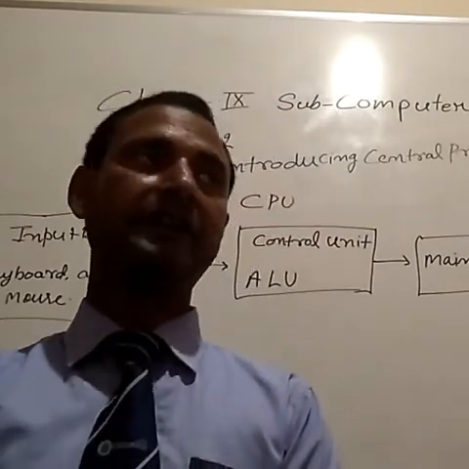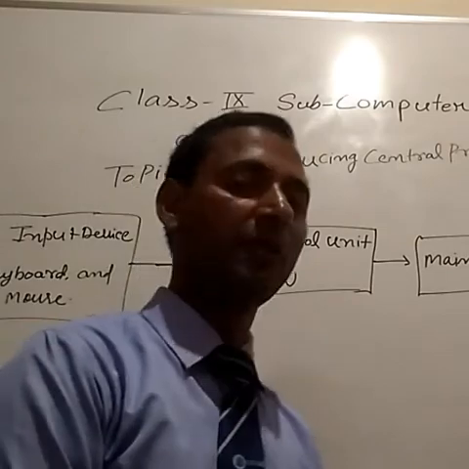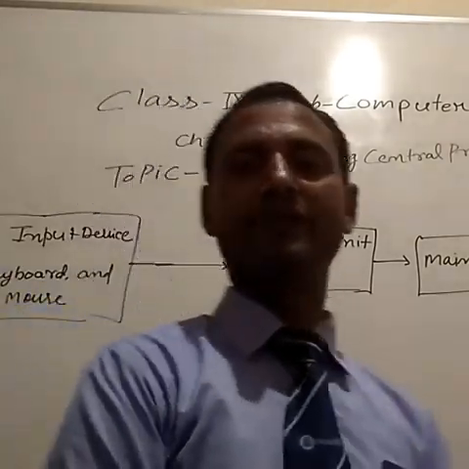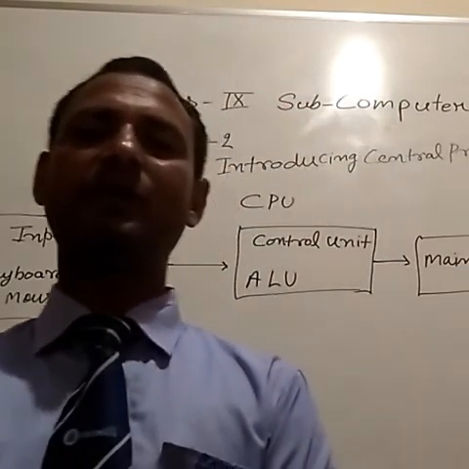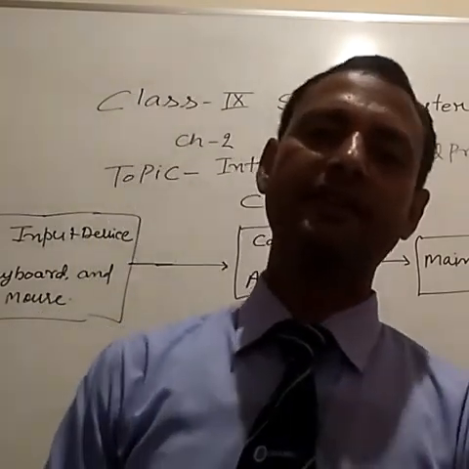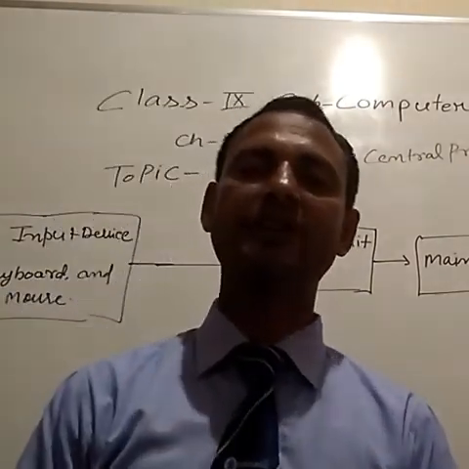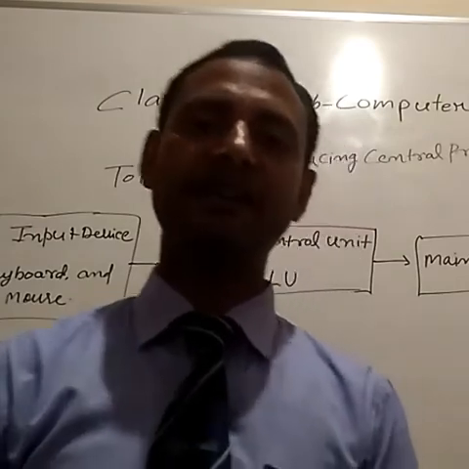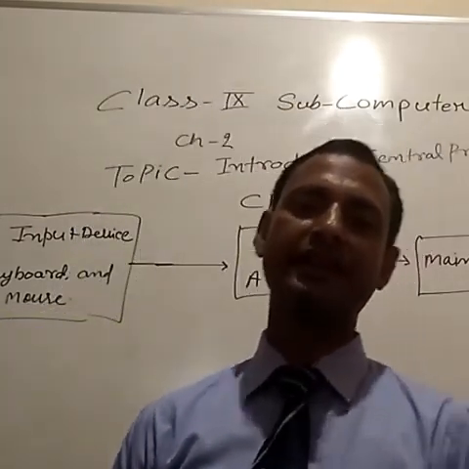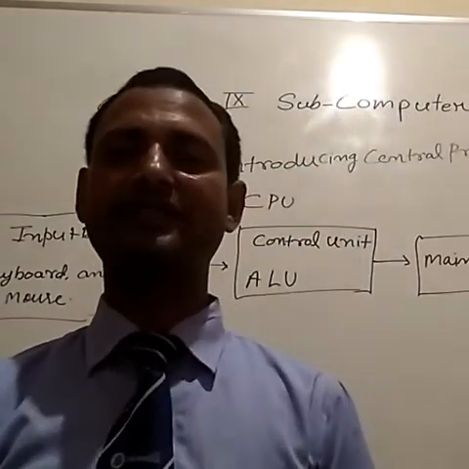Today I will start the next topic of chapter 2. The topic is introducing the central processing unit. First of all, we will learn what the CPU, or central processing unit, is. The central processing unit is used to process all the data that is given as input, and after processing, the output is returned on the output devices.